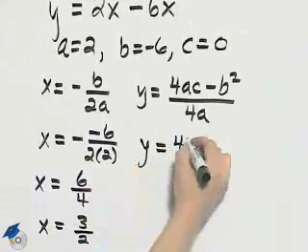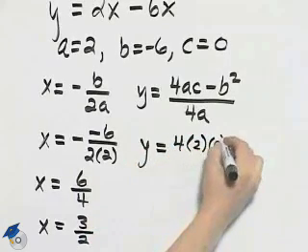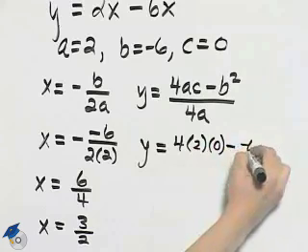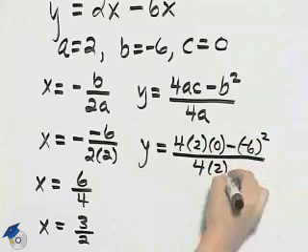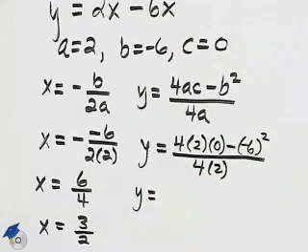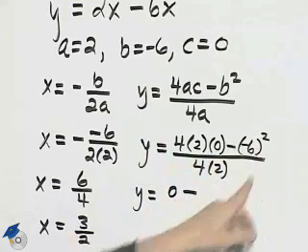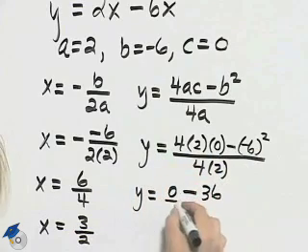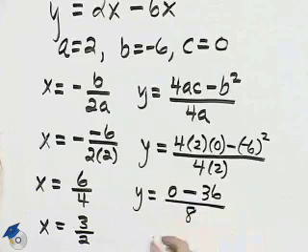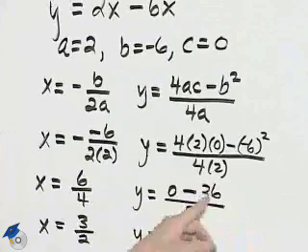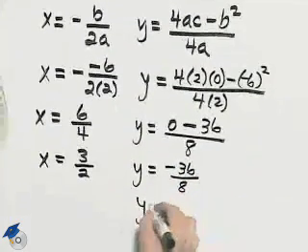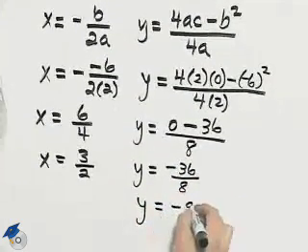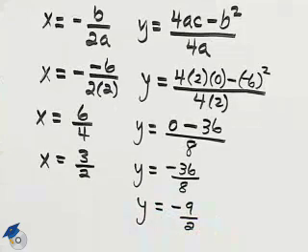y is equal to 4 times 2 times 0 minus -6 squared. We'll put that all over 4 times 2. 4 times 2 times 0 is 0. -6 squared is 36. That will be all over 8. So then we'll have 0 minus 36 is -36 over 8. And that reduces to -9/2 because 4 goes into each of those values.